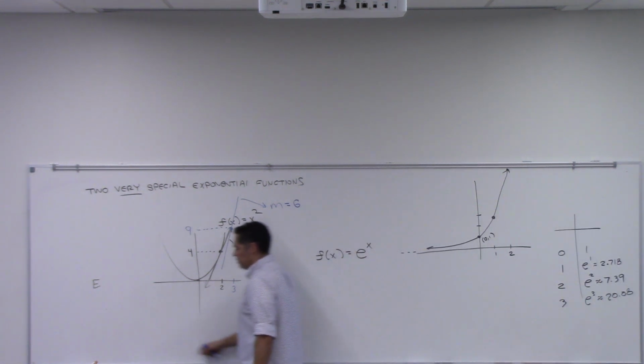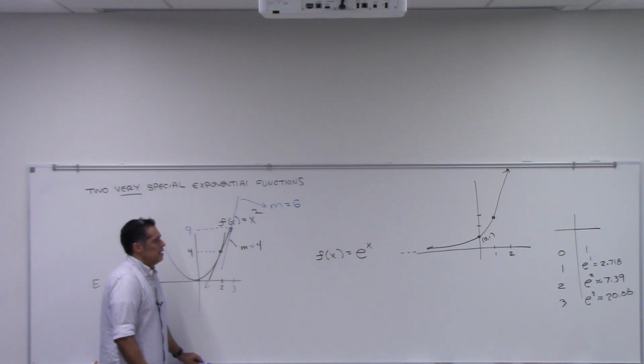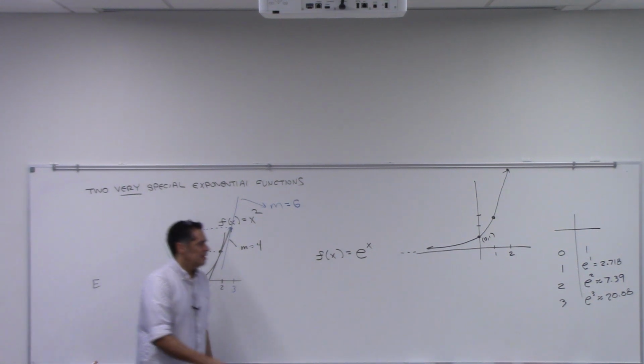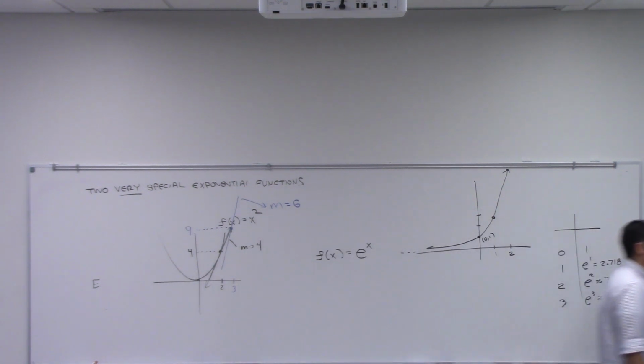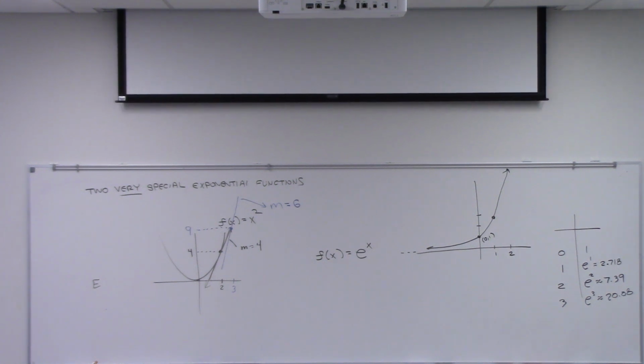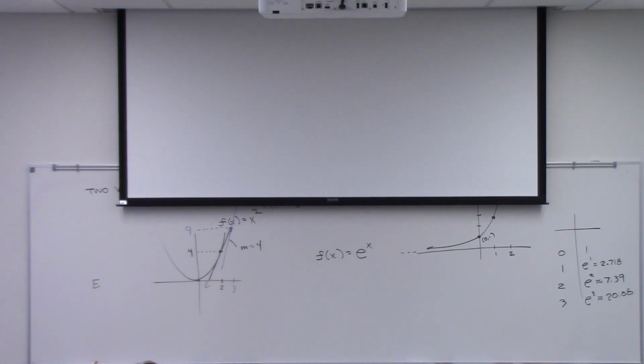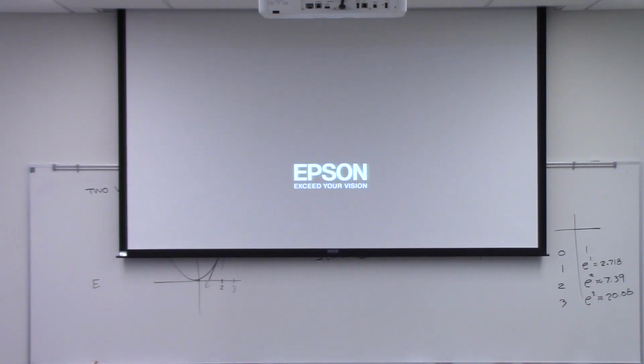And again, this function, I mean, let's look at the projector. I want to show it to you. This is such an important function. In Cal 1, you'll learn that this function is the only function that is its own derivative. That's the end result that we'll come up with in Cal 1. This is the only function that is its own derivative. All right, I'm going to project the graph of this.